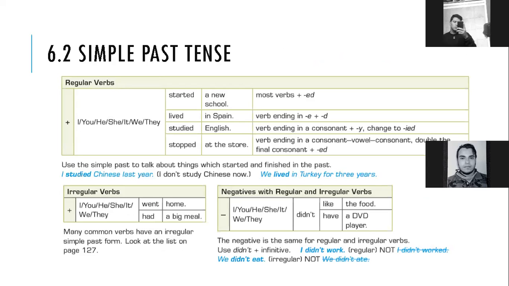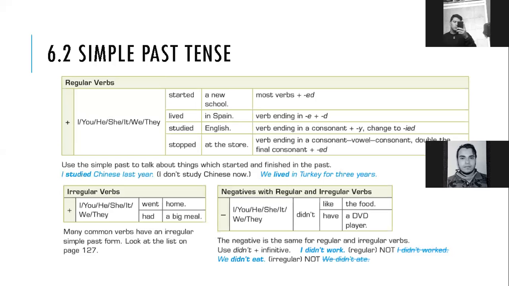So it says in here, simple past tense. The regular verbs, all of the subjects are with the same structure. Todos los sujetos van con la misma estructura, which is the subject plus the verb in the past tense. Most of the regular verbs, la mayoría de los verbos regulares, will only need to add ed at the end. For example, I started a new school. If the verb ends with e, I will have to add the d. Si el verbo termina con la e, solo voy a agregar la d.